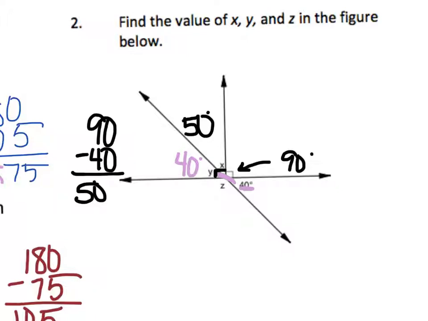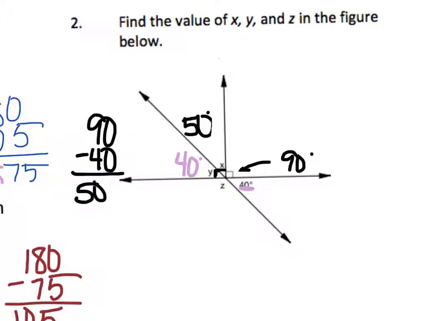The last angle is angle z. Now what I see a lot of students do is they think angle z and that 90-degree angle are vertical angles, but they're not. Angle z is not a right angle, and it's not vertical with that one because this line right in the middle cuts the angle that z is vertical with into two parts. So angle z is not vertical with that one.